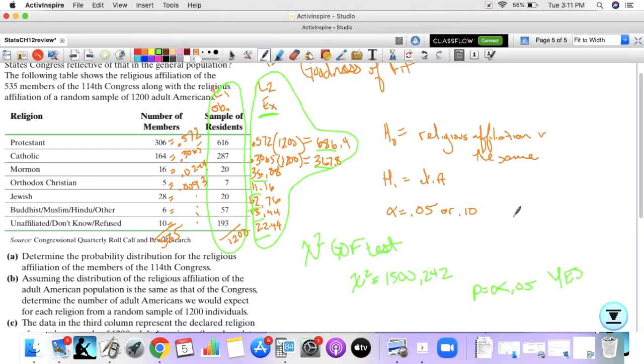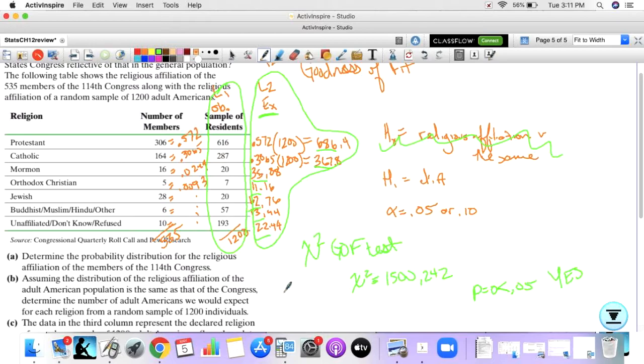So far it says there is enough evidence. So we would say there is enough evidence at a 0.05 level of significance. If they don't give you an alpha value, you can just say there is enough evidence to say that the religious affiliation of Congress and residents are different.